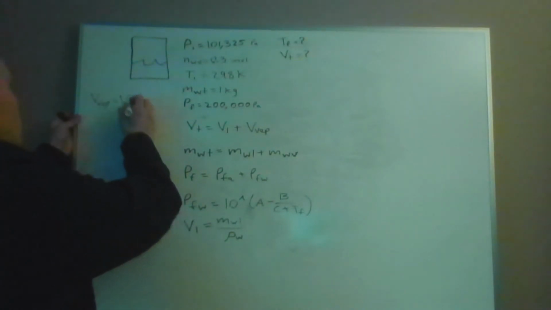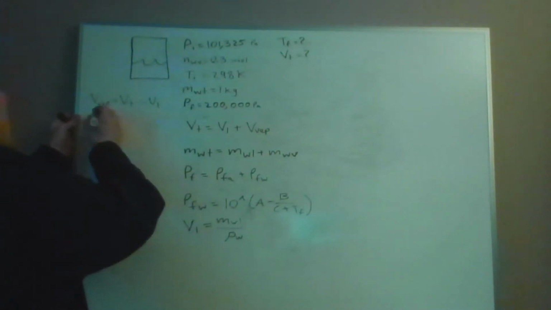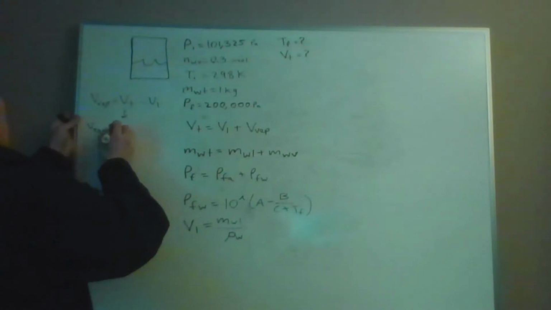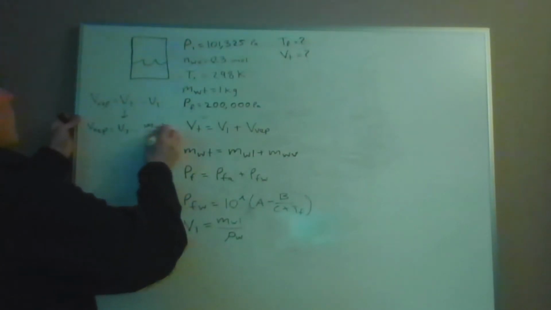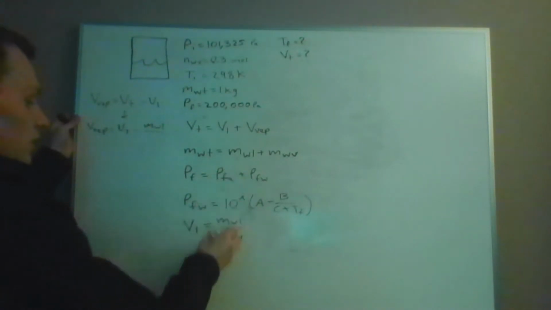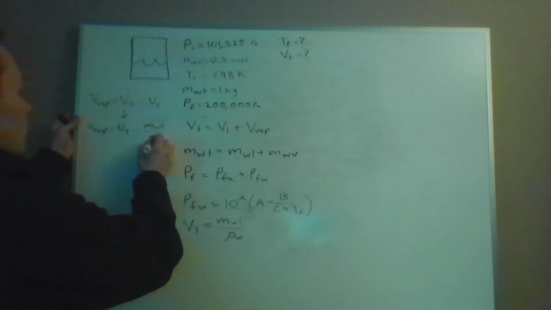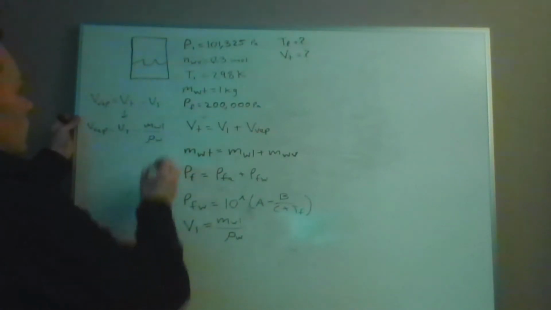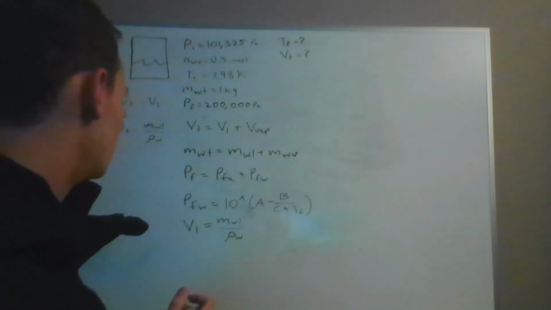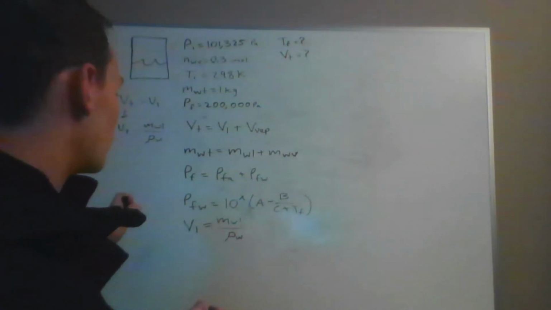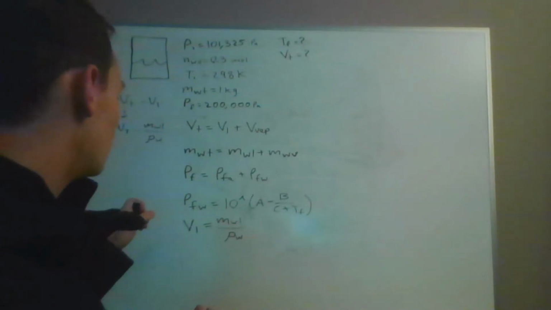This would be the difference between the total volume and the volume of the liquid, which would also be the total volume minus the mass of water in the liquid phase divided by the density. Okay, excellent. So let's see what else we have here.